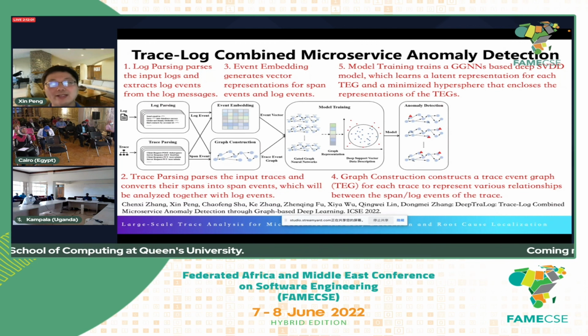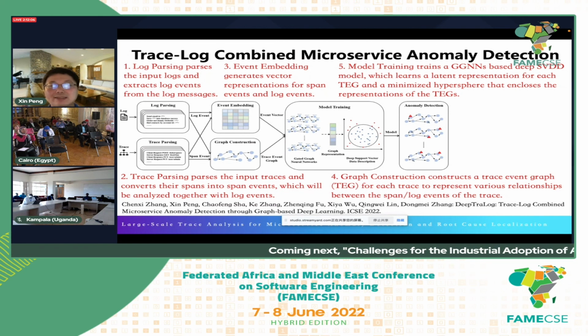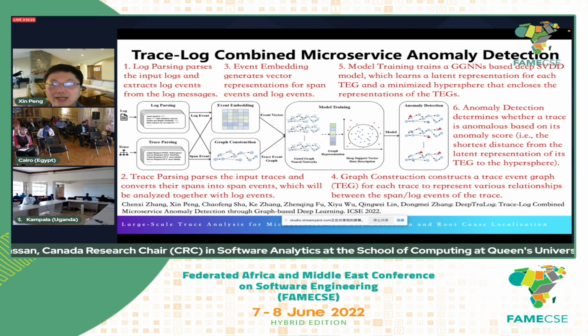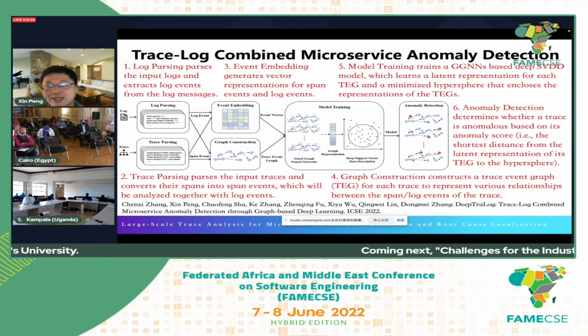And then we will train a GDN-based deep SVDD model, which learns a latent representation for each TEG. TEG means trace event graph. And then we will learn a minimized hypersphere that encloses the representations of the TEGs. So finally, we can do anomaly detection by determining whether a trace is anomalous based on its anomaly score. The anomaly score is calculated based on the shortest distance from the latent representation of its TEG to the hypersphere.